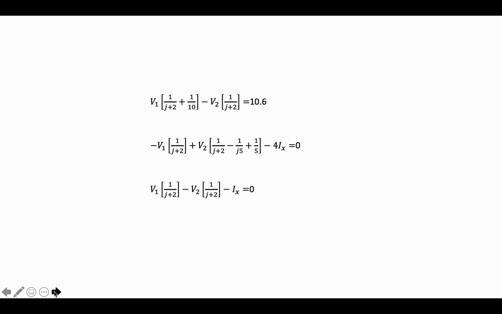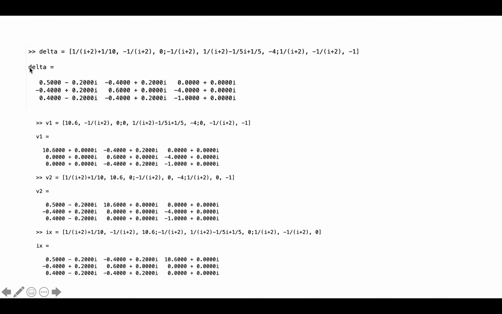So you can retype my code into MATLAB and make the appropriate substitutions for anything that you're trying to solve, and it should work fine. So the first thing I did was to construct the delta matrix. As you know, hopefully, if you're inputting a matrix into MATLAB, the first row, the elements are separated by columns.